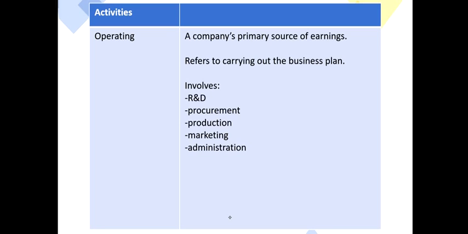Okay, and then operating activities ni dia ialah primary source. Okay, maksudnya business you akan dapat hasil pulangan tu daripada operating activities. Obviously it's supposed to be, okay. So ada 5 je components dalam operating activities, iaitu R&D, procurement, production, marketing and administration. So that's all for 1.2. For subtopic 1.2, financial statements, basis of analysis.